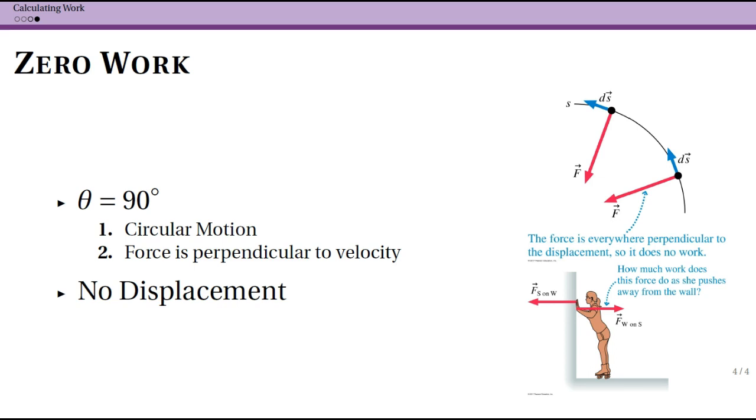It is important to recognize the two categories of situations where zero work is done. This means that you have a force, but you're not actually changing the energy. One situation, as I mentioned previously, is where theta equals 90. This can happen in two ways. One is actually circular motion. In circular motion, you have a constant speed, however, you're always applying a force. The second situation is where force is perpendicular to velocity.